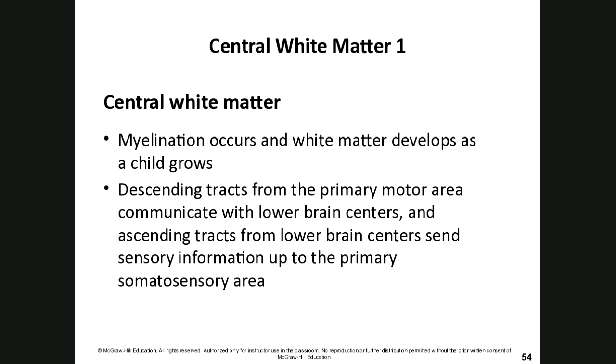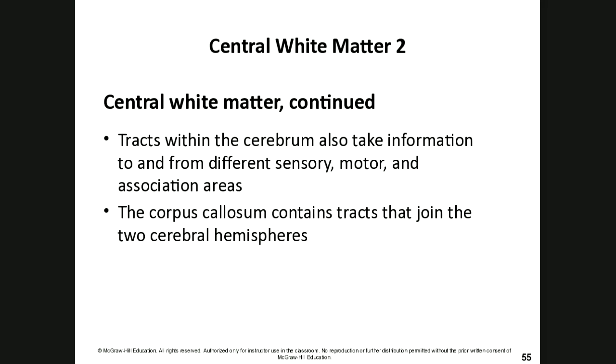So white matter is myelinated, descending tracks from the primary motor area of the brain to the lower brain centers and sensory information up to the primary somatosensory area. So there's that myelination that takes place. These tracks also take information to and from different sensory and motor association areas. And then that big chunk of white matter that's happening in there, that's the corpus callosum, and that's going to join both the left and the right hemisphere together.